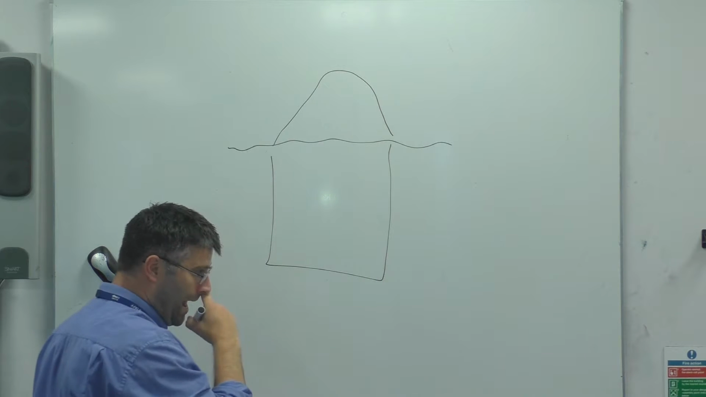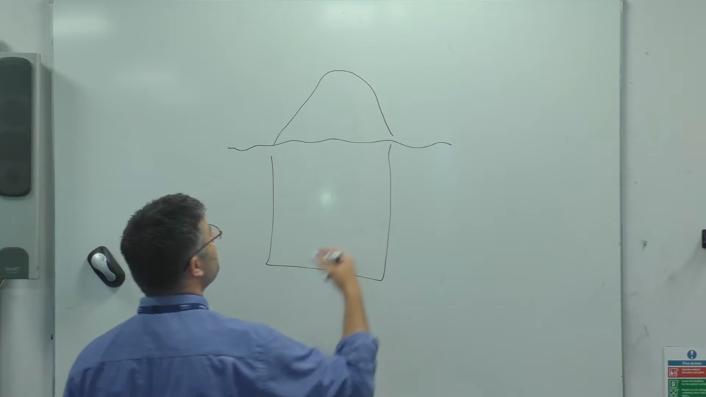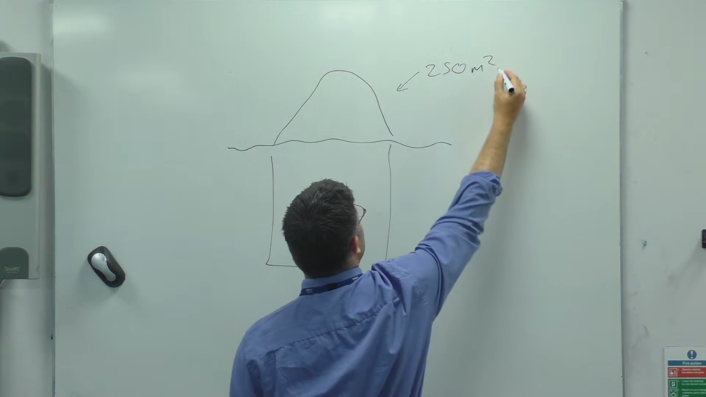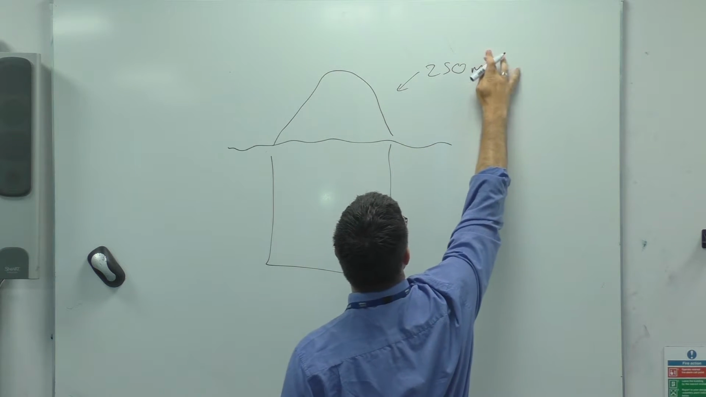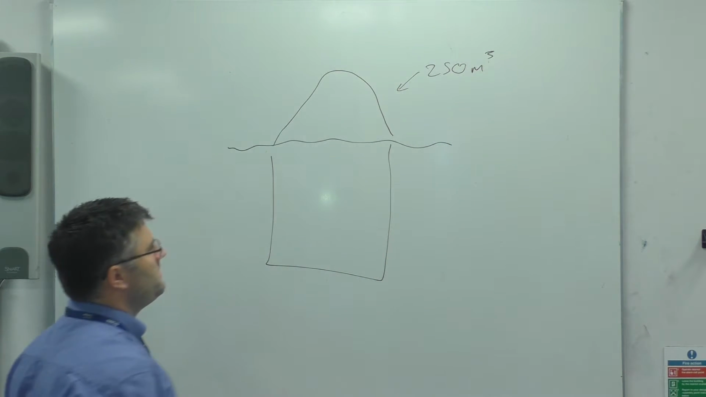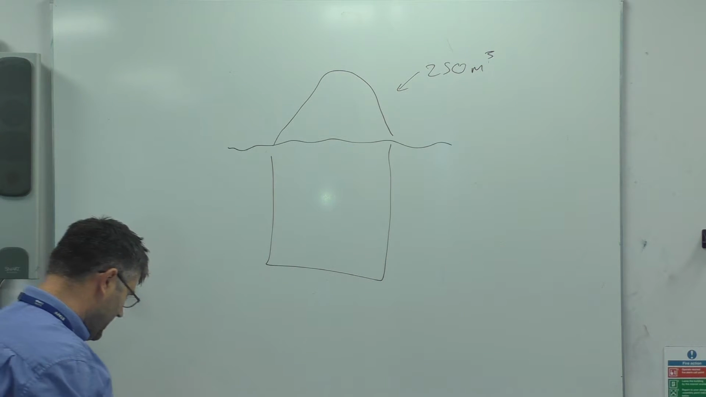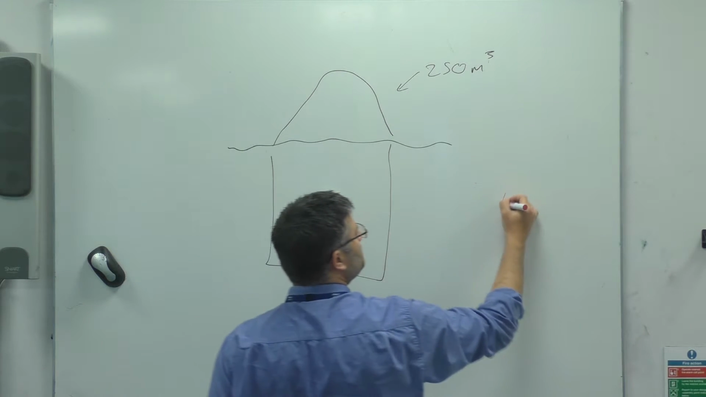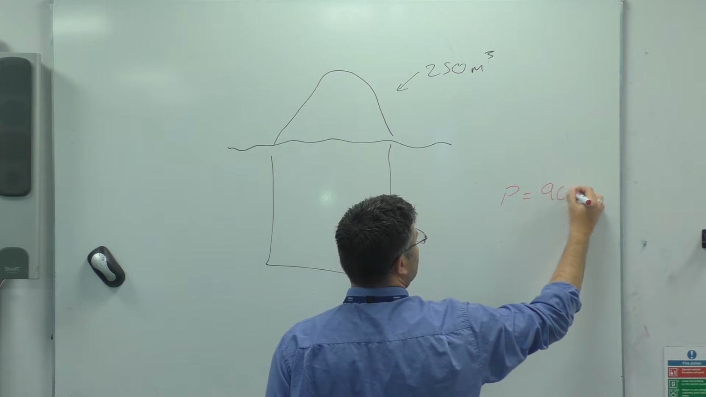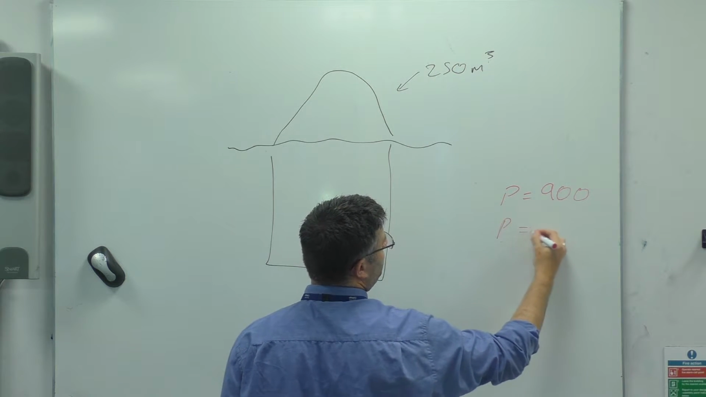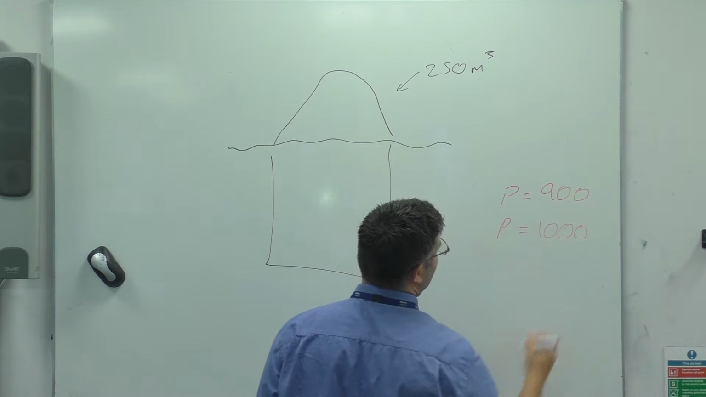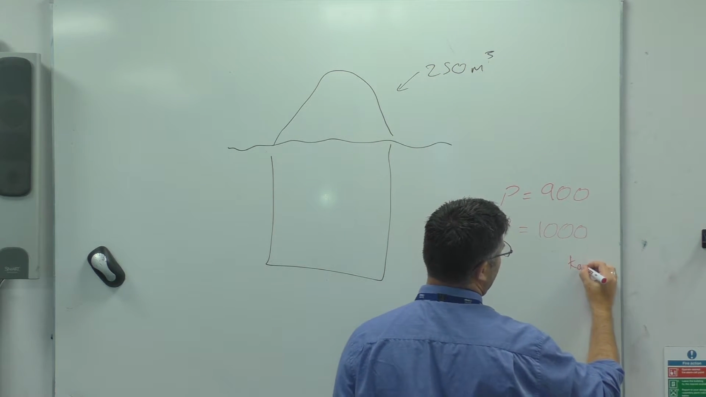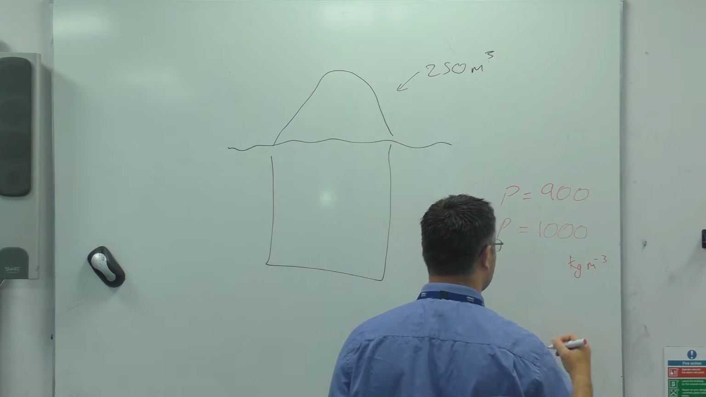under the water, and we're told that the volume of this iceberg in total is 250 meters cubed. Now, ice has a density of about 900, and water has a density of about 1,000. That's kilograms per meter cubed, so as a unit, we'll just put that in there, kilograms per meter cubed.